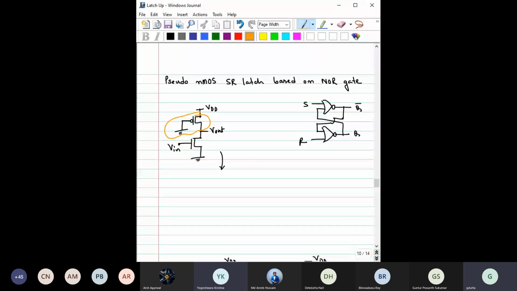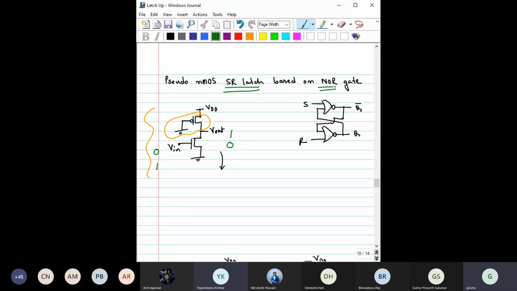This is pseudo. This circuit is representing one logic in pseudo NMOS. Why? Inverter. See, this is an inverter. You apply 0, you will get 1 here. You apply 1 here, you will get 0. Right? This is an inverter. Now suppose you want to implement an SR latch.